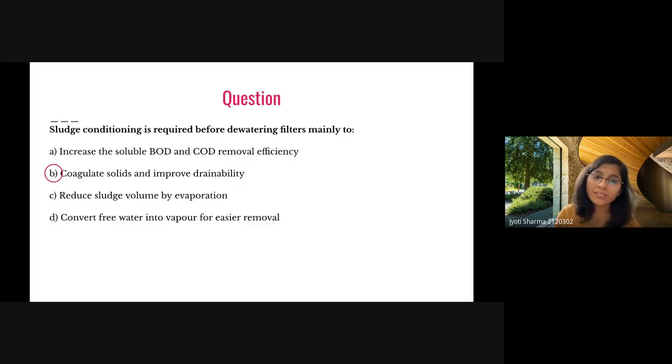Note A, increase the soluble BOD and COD. No, for BOD and COD removal, we used digestion. We already have used digestion, but in sludge conditioning, we have to coagulate the solid, right? We have to remove that negative charge from the sludge. So that's how B answer is the right one.